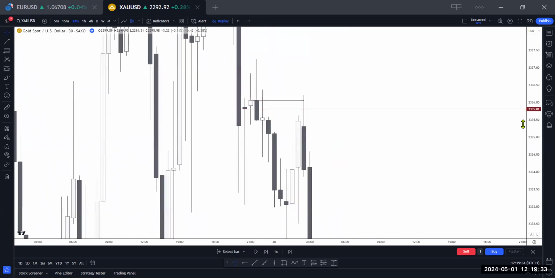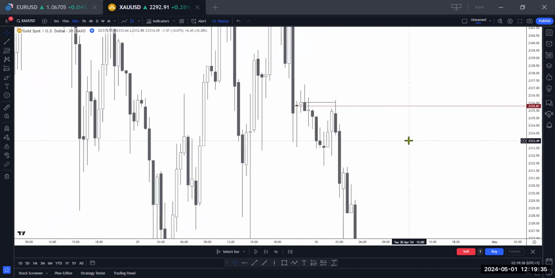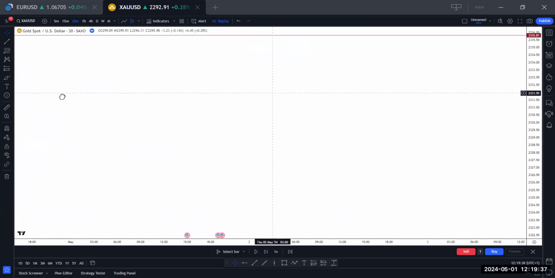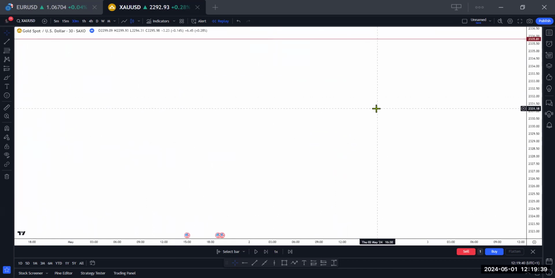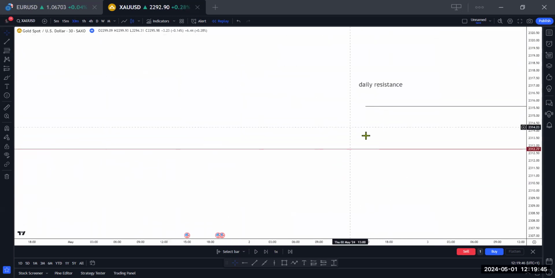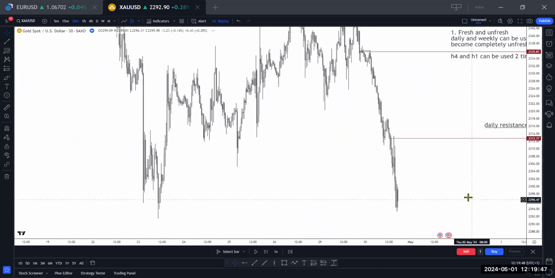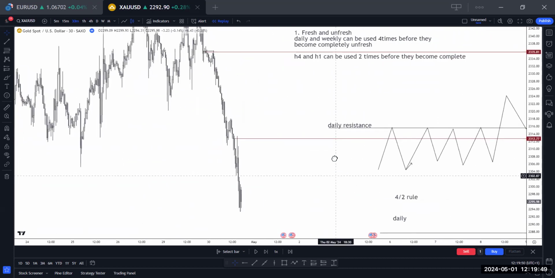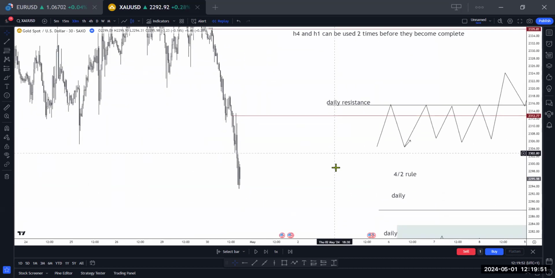More reasons to validate this SNR is what I'm going to mention next. Okay, so I've mentioned fresh and unfresh level to validate your SNR. That's number one. Number two, MTF. Number three, when the same time frame has the same SNR level, you can use it to validate your SNR level. Now, do you have to see all these three happen at once? No, you only need one to validate an SNR level.